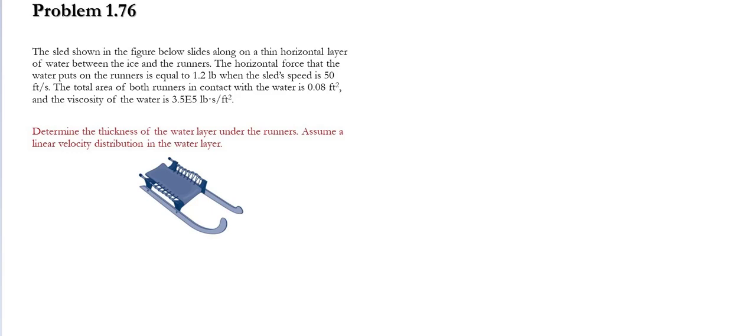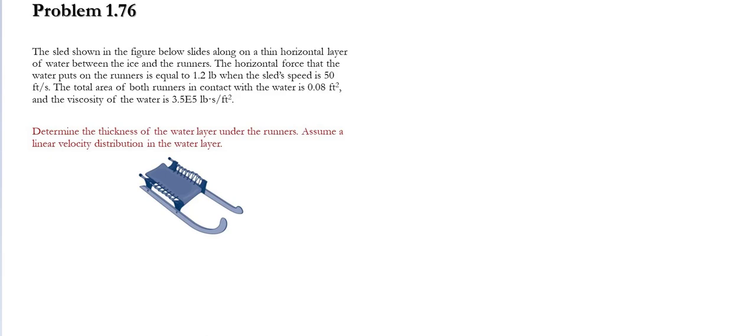Problem 1.76. In this problem, a sled shown in the figure below slides along a thin horizontal layer of water between the ice and the runners. The horizontal force the water puts on the runner is equal to 1.2 pounds when the sled's speed is equal to 50 feet per second.